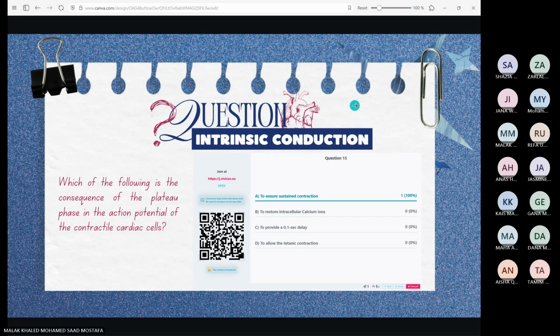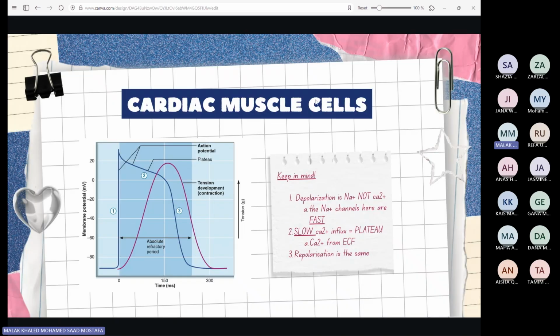Okay. So again, quick overview of our action potentials in cardiac muscle cells. What you really need to keep in mind here is that what's happening in depolarization is not calcium, compared to the other one. Depolarization was calcium, right? Here, it's not calcium, it's actually sodium again. So fast sodium rushing into the membrane, depolarization happens, okay?